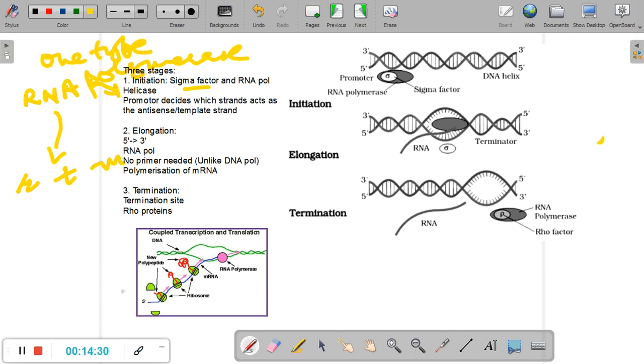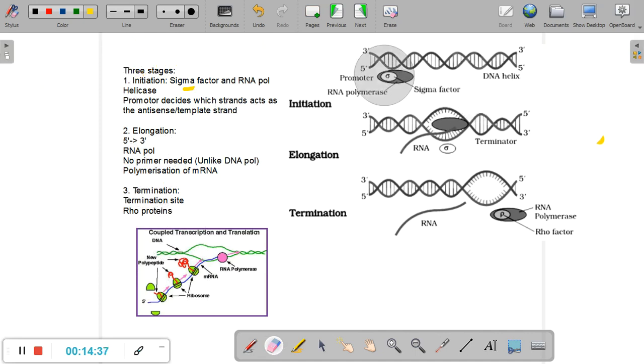But this is not the condition in case of transcription in eukaryotes. Anyways, so what we have done so far is the process of transcription in prokaryotes, and I hope this particular aspect of transcription is clear to you. I'll see you in the next video with transcription in eukaryotes.